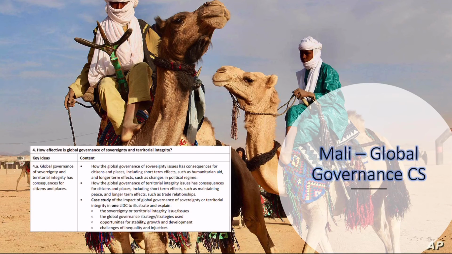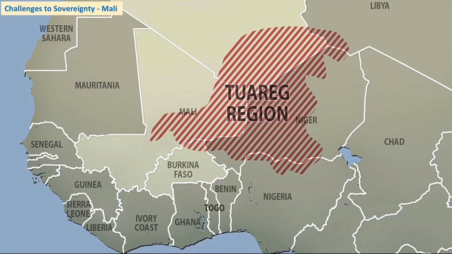This is part of Section 4A of the OCR A-Level, and this is looking at the impact of governance on sovereignty and territorial integrity in the LIDC. So I mentioned that group, the Tuaregs. They are an ethnic group that live in Mali, Niger, Nigeria, Algeria and Burkina Faso.